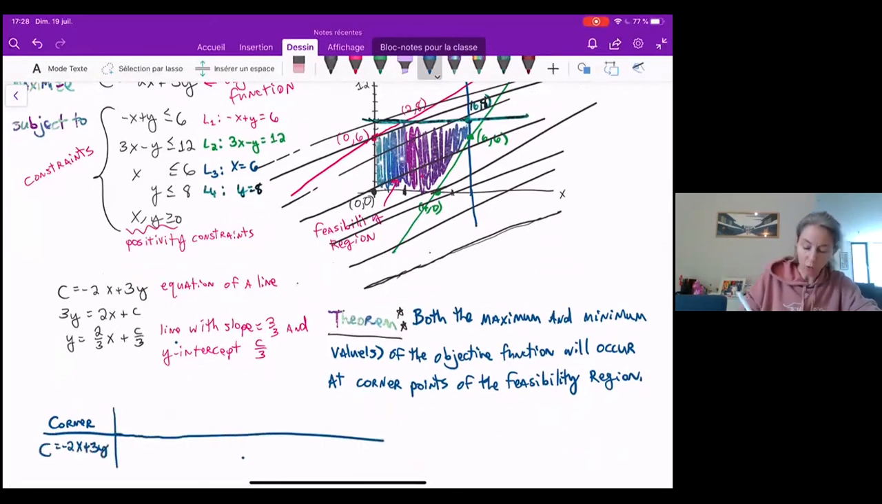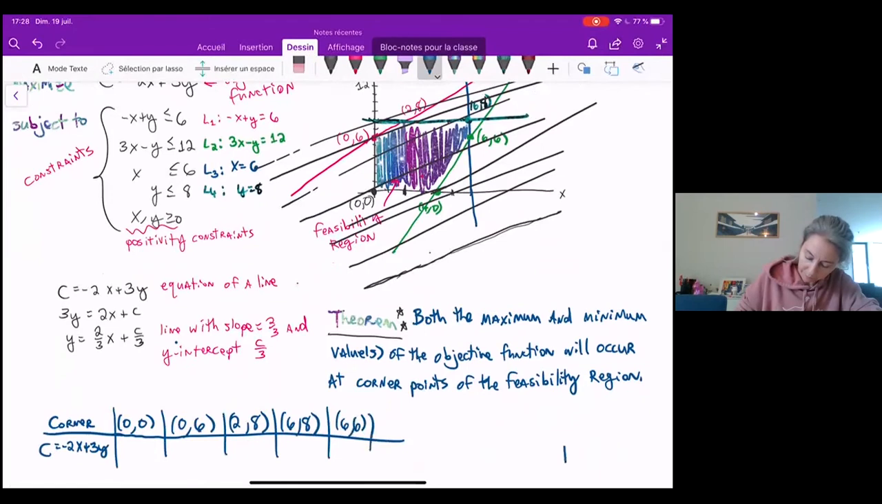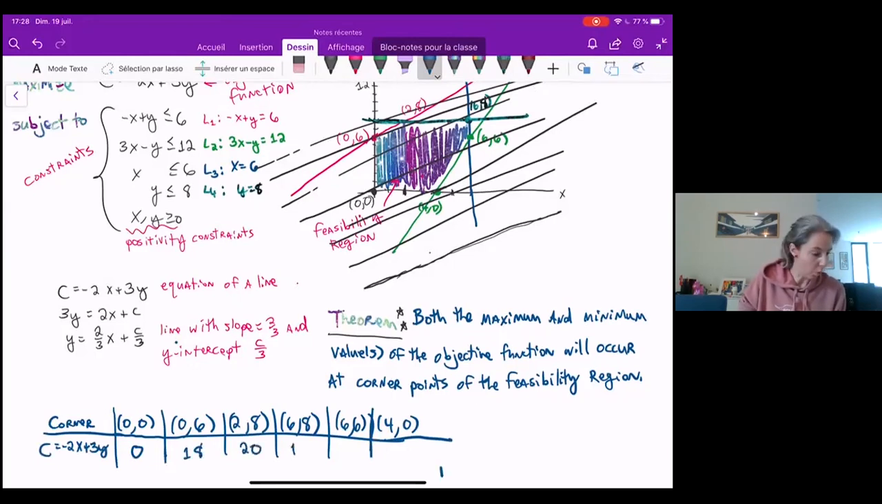So graphing this region, I can easily see that my corner points, I'm going to start at (0, 0), and then as I cycle through my corner points, I'll have (0, 6), (2, 8), (6, 8), (6, 6), and (4, 0). So these are the corner points of this region. Now, if I just plug these into my C function, I'll know what value C takes at those points. So I'll get 0, 18, 20, 12, 6, negative 8.